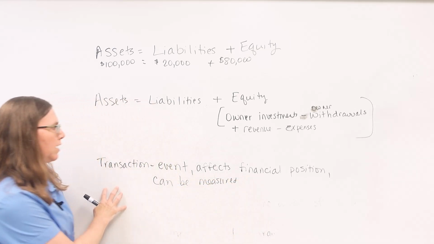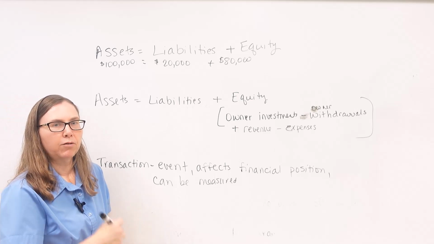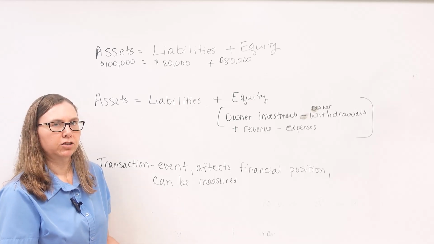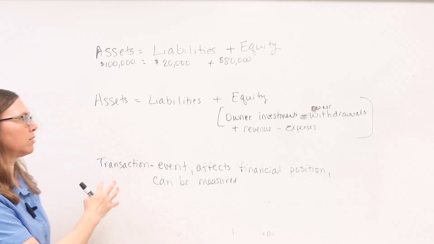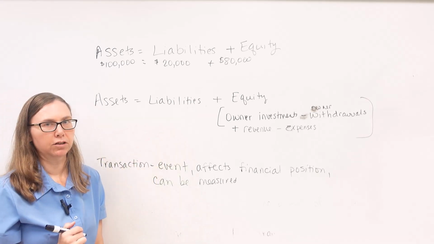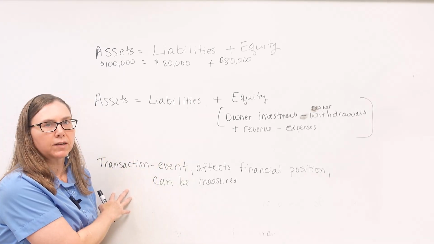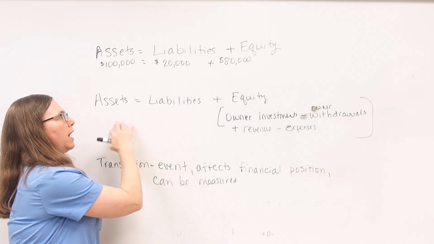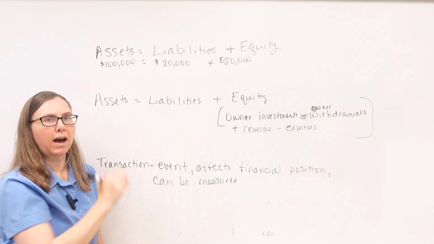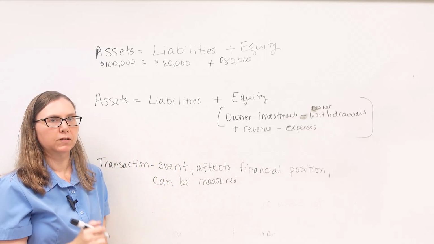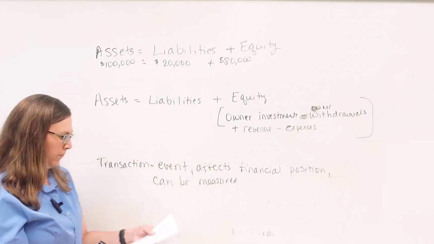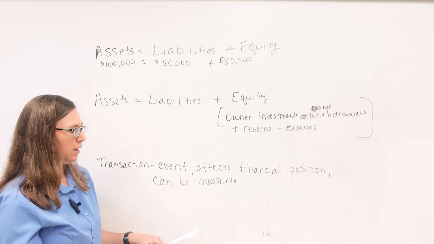So anytime a transaction happens, they would record that transaction, and then in a later lesson, I'm going to show you how to record things, but for now, we're just looking at how it affects the equation. They would record that transaction, and they would look at how it fits into the equation, and after they recorded it, they would want to make sure this equation still was in balance and still equaled. So that is how it would work.